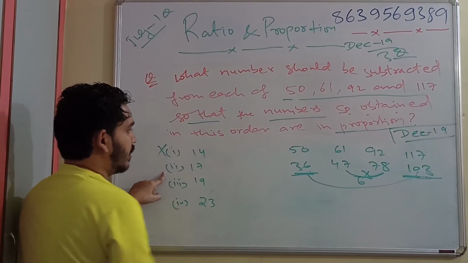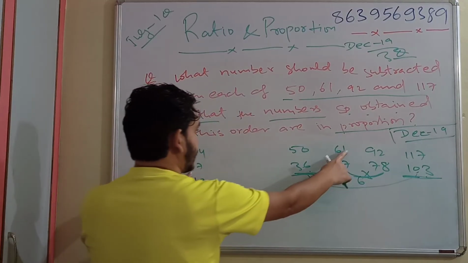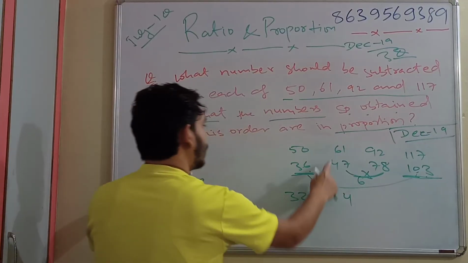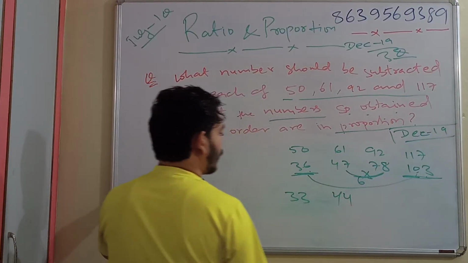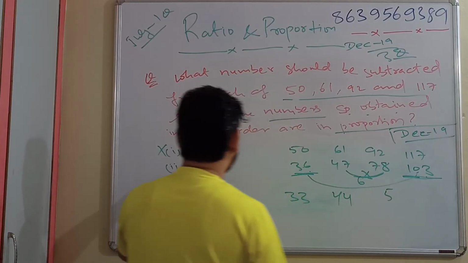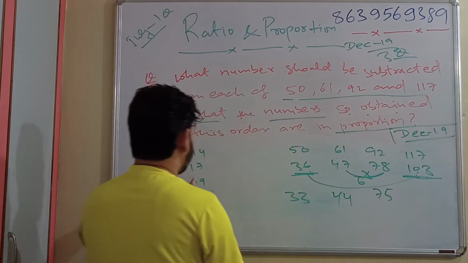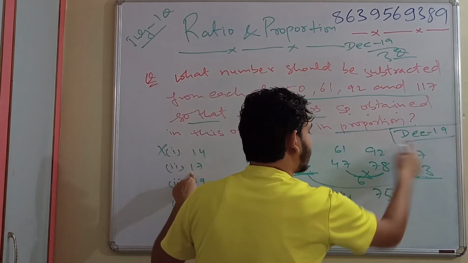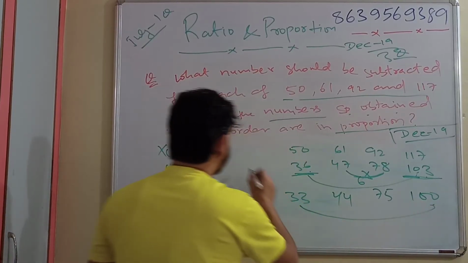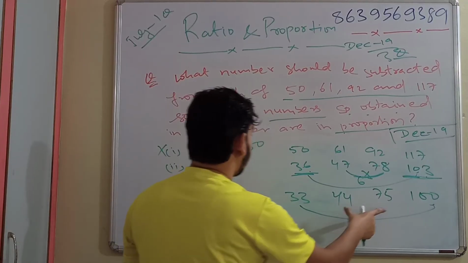Going to the second, 50 minus 17 will give you 33. Now 61 minus 17: 11 minus 7 is 4, 5 minus 1 is 4. Now again 17 from here, 12 minus 7 is 5, 8 minus 1 is 7. Then again 17, this is 117 minus 17, 100. So the extreme multiplication is nothing but 3300. We just need to check if the other product comes to 3300 or not.